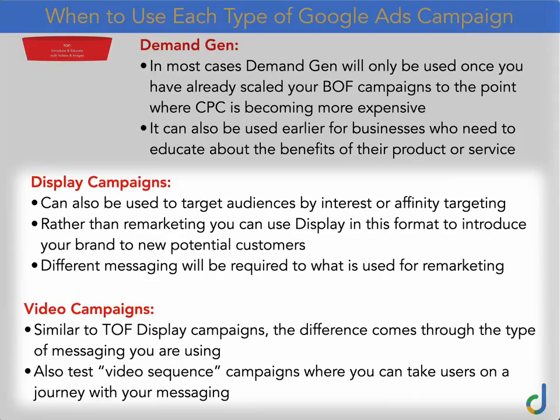Also for video campaigns, there are campaigns which are called video sequence campaigns. And this is where you can take users on a journey with your messaging. What you can do there is structure out, for example, 3 different videos. And the third video is a sales video, but before they watch the sales video, they need to see one of these 2 videos first.